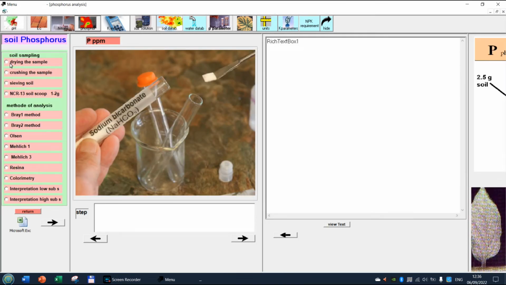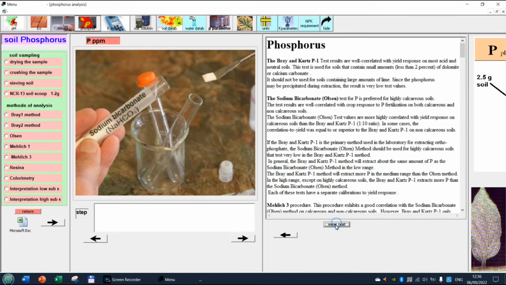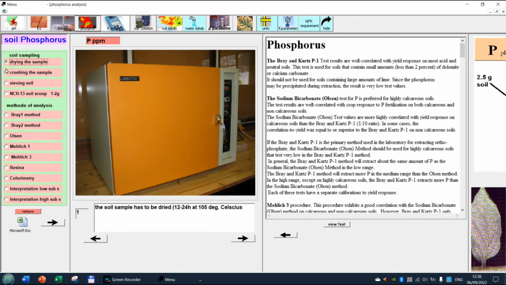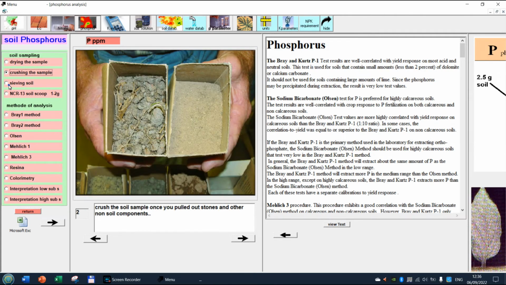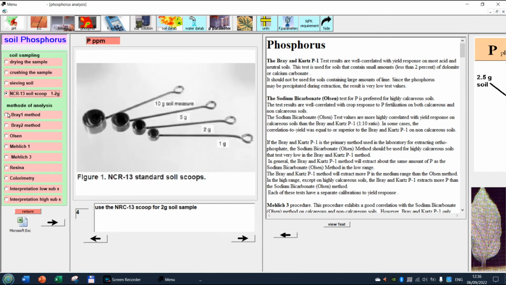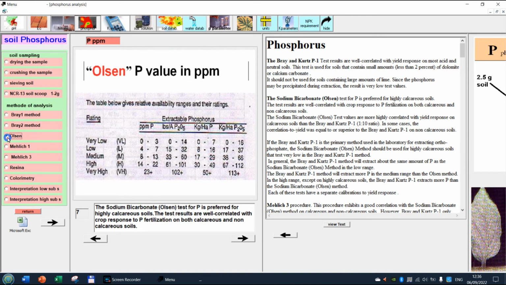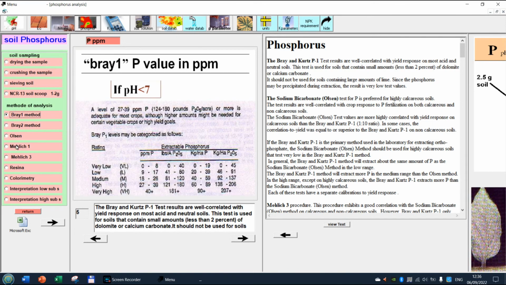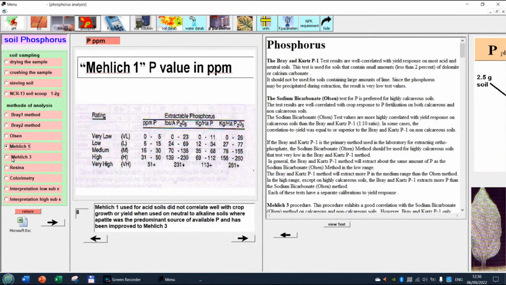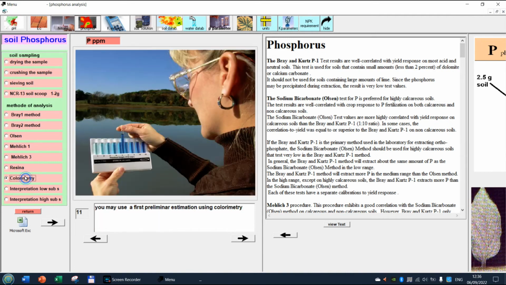Or the same one for the phosphorus, depending on method of analysis, what will be the different operation, crushing and so on, sieving. And depending on the method of analysis, also we shall have a range of low, medium, high level, depending on method of analysis that we shall use. Method of colorimetry, and so on.